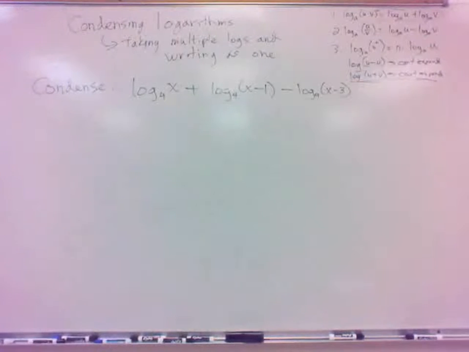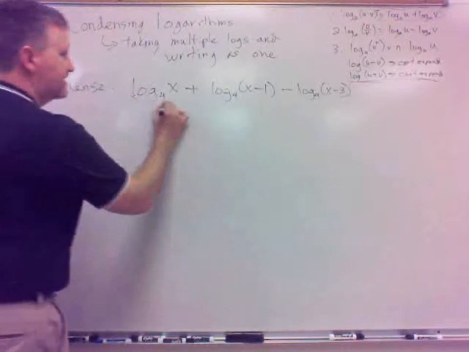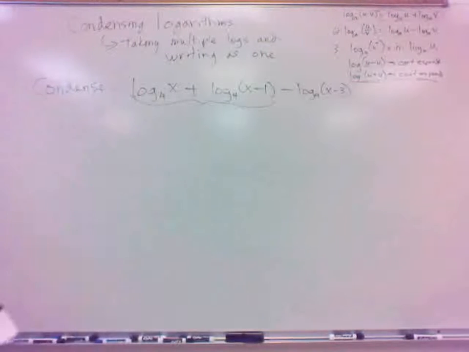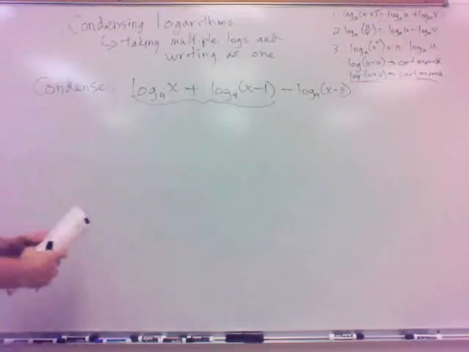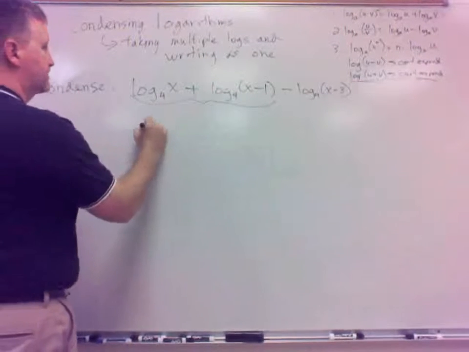So this one starts with 3 logarithms, but I want to condense them into just one logarithm. How should we go about doing that? Well, just do them one at a time or two at a time here. If I just look at these two, they are the same base, so I can condense them. They're added, so how do I condense them?